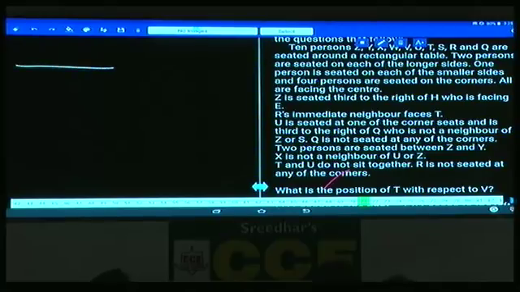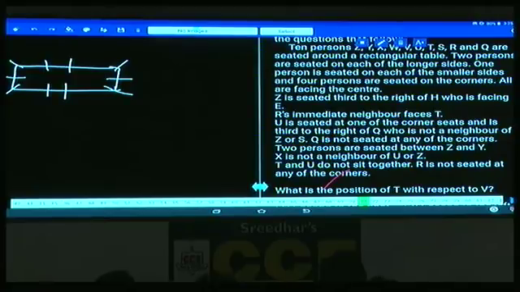Now let us take this is a rectangular table. 2 persons along each of the longer sides and 1 person along each of the shorter sides. And the remaining 4 persons are seated at the corners. This is how these persons were seated, isn't it? Then all are facing towards the center. Z sits third to the right of H and H is facing E.